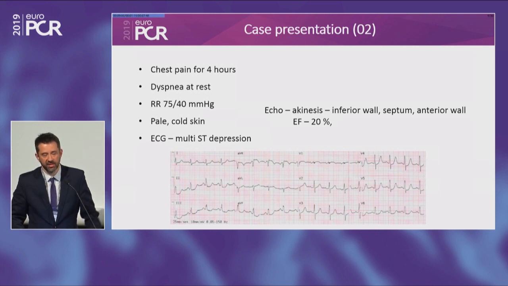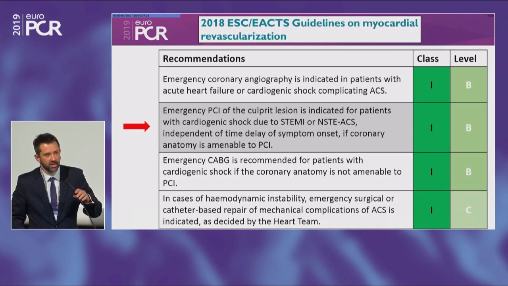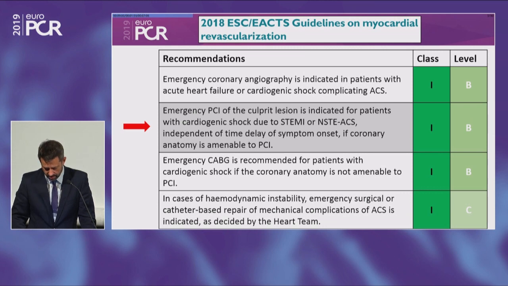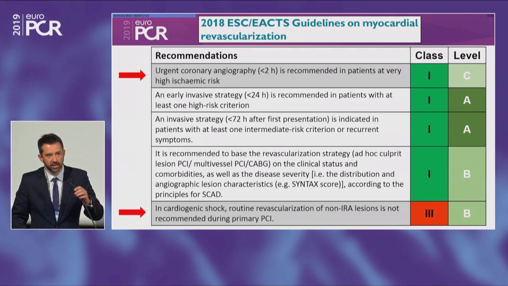Three months later, in December 2018, he presented with chest pain for 4 hours, dyspnea, and some signs of cardiogenic shock. The echo showed only 20% ejection fraction with some akinesis of the inferior septum and anterior wall. Of course, as the guidelines say, emergency PCI of the culprit lesion is indicated for every case of cardiogenic shock due to STEMI or even other acute coronary syndrome. We should remember that our job should be done as fast as possible.